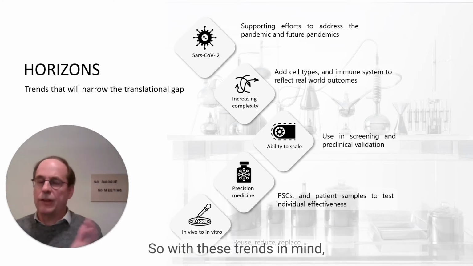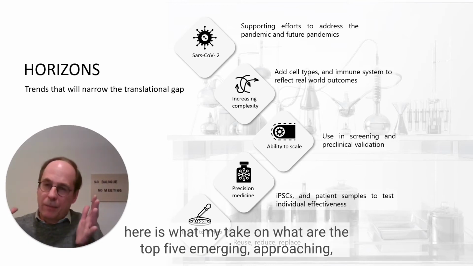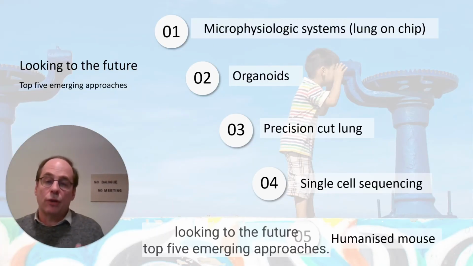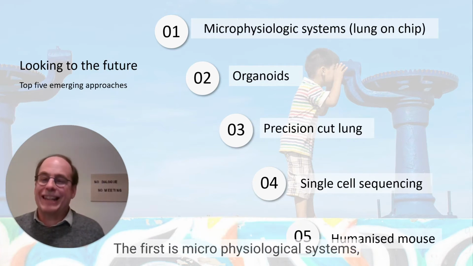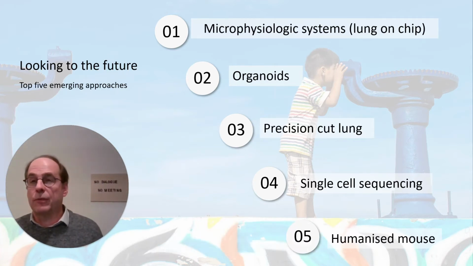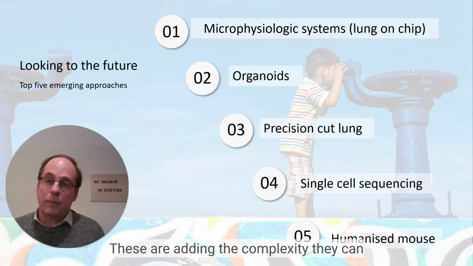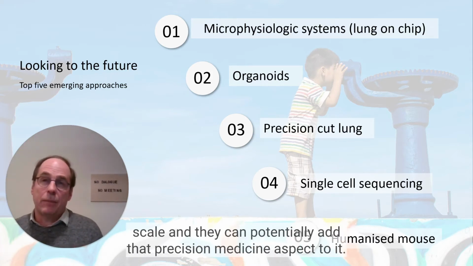So with these trends in mind, here is my take on the top 5 emerging approaches, looking to the future. The first is microphysiological systems, which is the technical term for lung on a chip. These are adding the complexity, they can scale, and they can potentially add that precision medicine aspect to it.